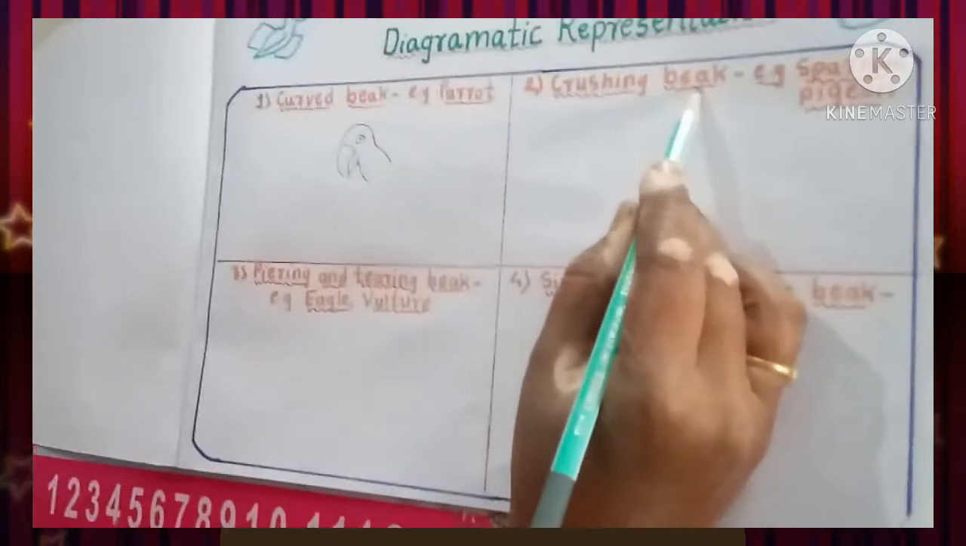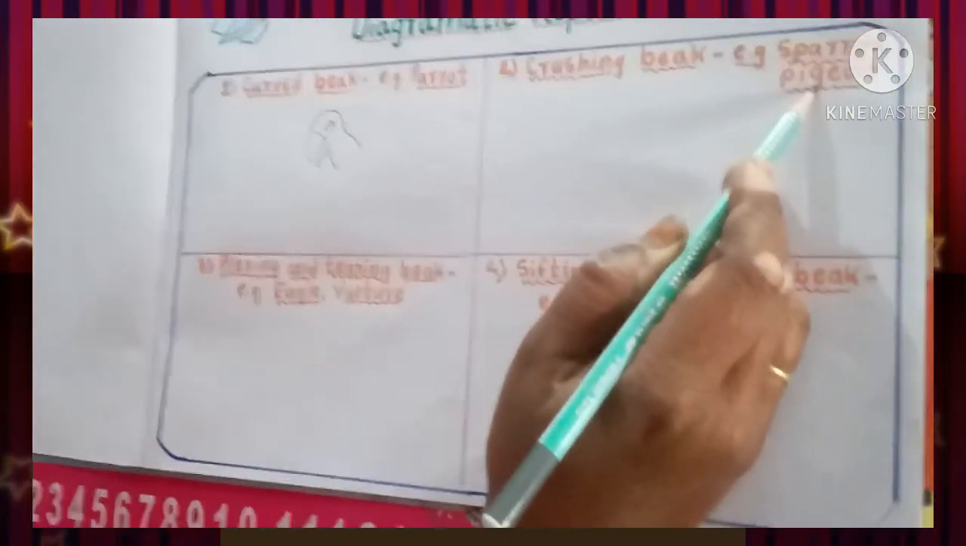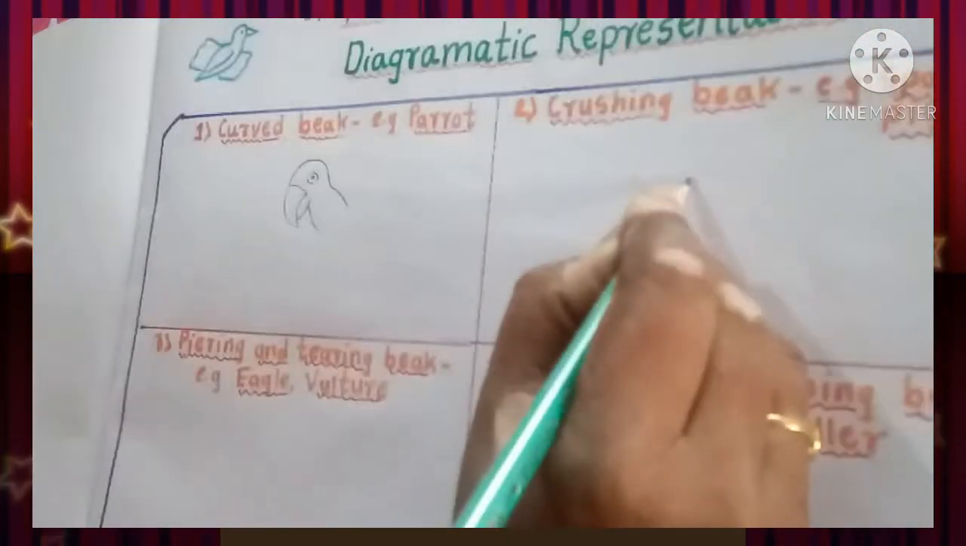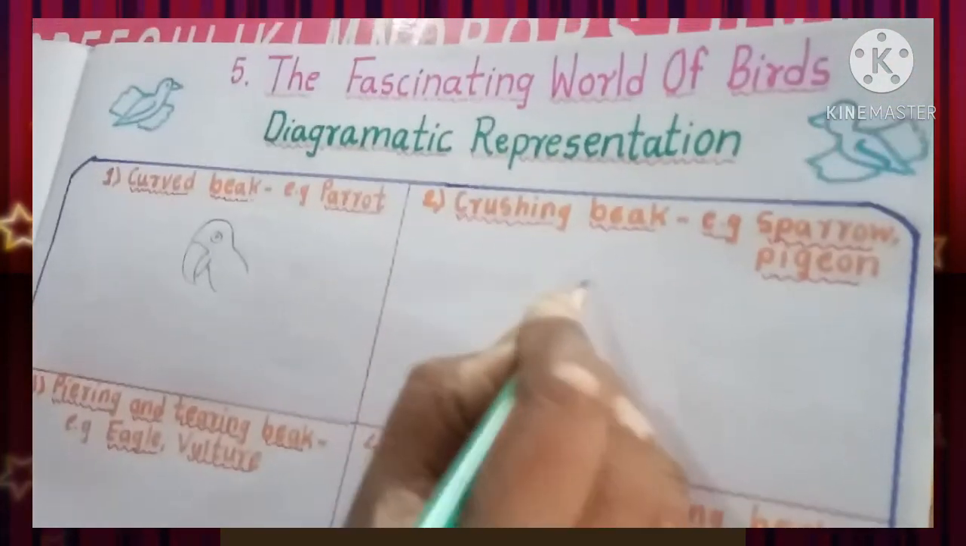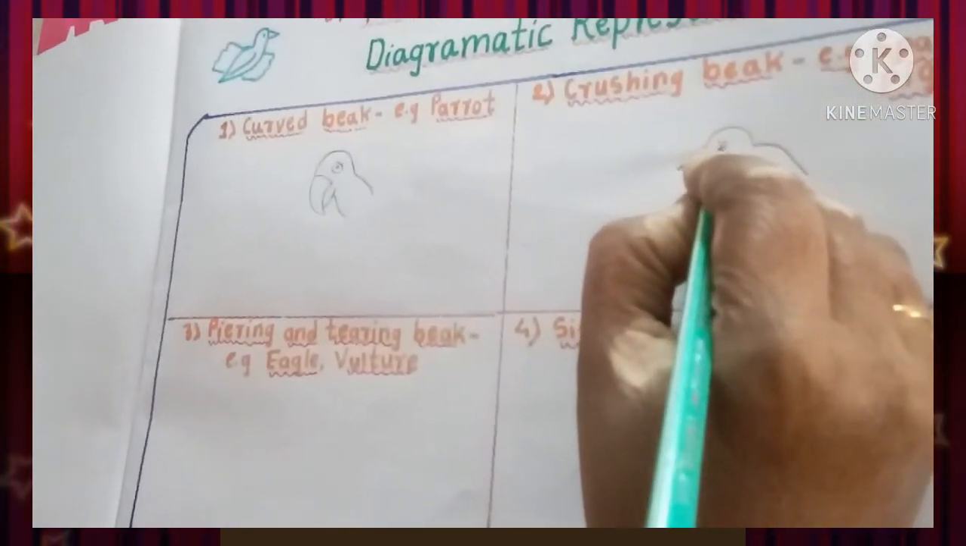Now the next one is the crushing beak. Which bird has a crushing beak? Sparrow, pigeon. They crush the grains. Now I draw the crushing beak. See, it is also like this. Now you draw the head region of the sparrow. So it is a crushing beak. Got it, now how you draw the crushing beak?